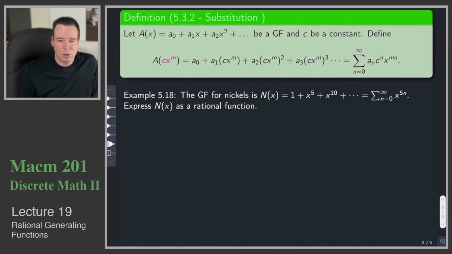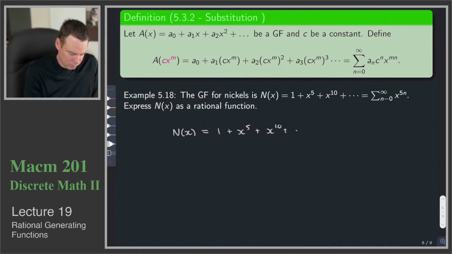This allows us to describe more generating functions in a compact form. So for example, if I look at this generating function, 1 plus x to the 5 plus x to the 10 plus, maybe I'll add a few more, x to the 15 plus x to the 20 plus dot dot dot.